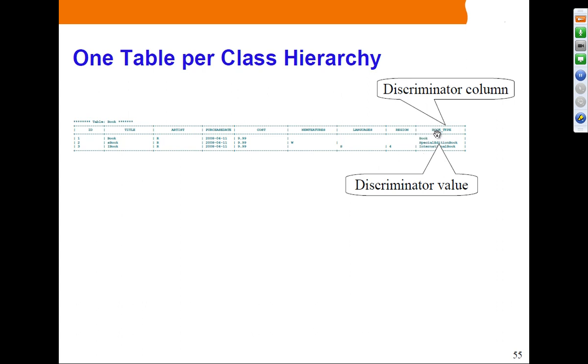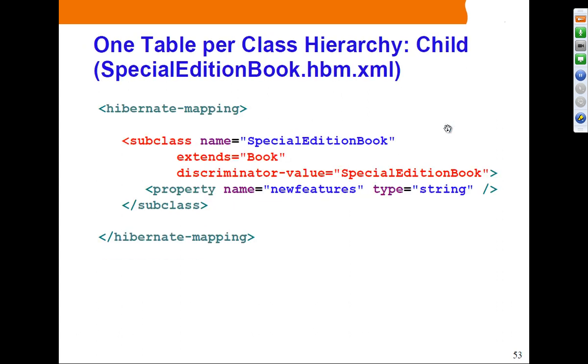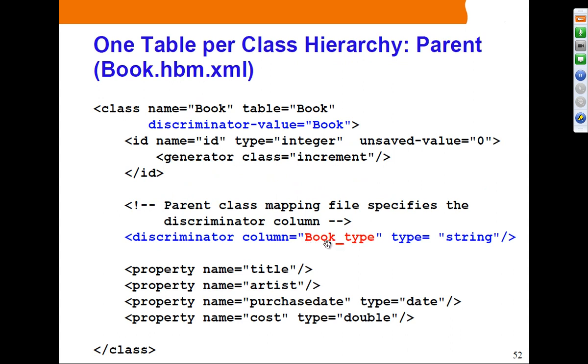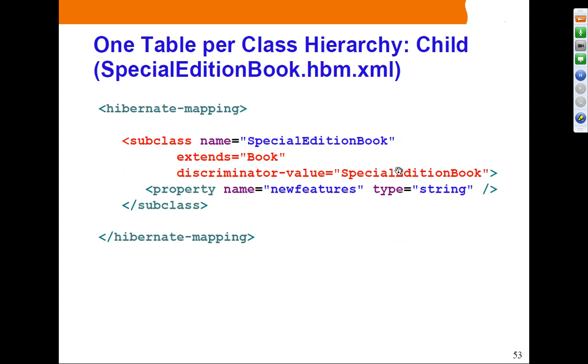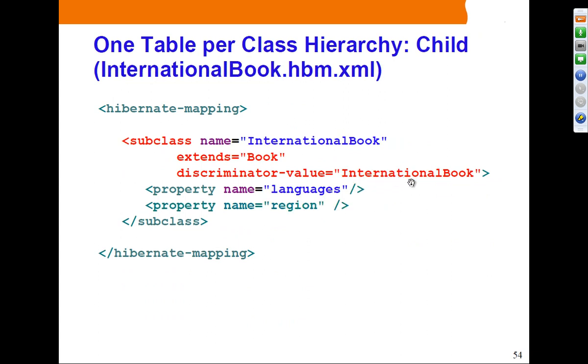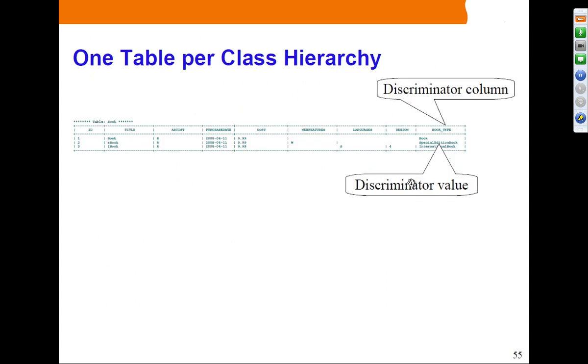So this is a discriminator column name, which is specified in the parent class, this book type. And the values of each discriminator value, meaning that under this column, book, special edition book, and international book, these values are going to be the values that you are going to see here. You can see there are a bunch of spaces that are not being used. So one downside, as I mentioned before, is wasted space.